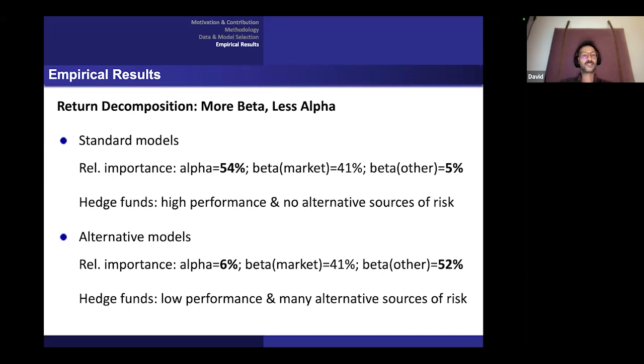The relative importance of the alpha now is only 6%. The market beta is still 41%. But the beta component coming from the alternative factors is 52% of the average return delivered to the investor. So you conclude that hedge funds deliver low performance to their investors, and they are exposed to many alternative sources of risk, right?